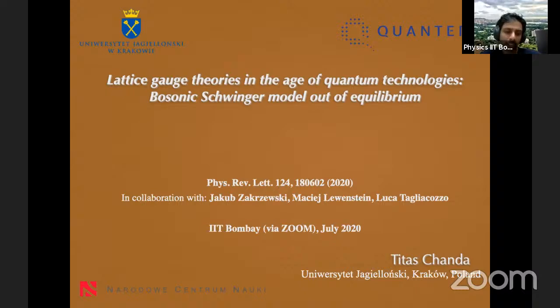In Jakub's group, he's a postdoc working on things related to non-equilibrium dynamics, many-body localization, and also what he's going to talk about today, which is lattice gauge theories in the age of quantum technologies. It will be about the Bosonic Schwinger model and how you do dynamics there and what you see there. Thank you, Titas, for joining us.